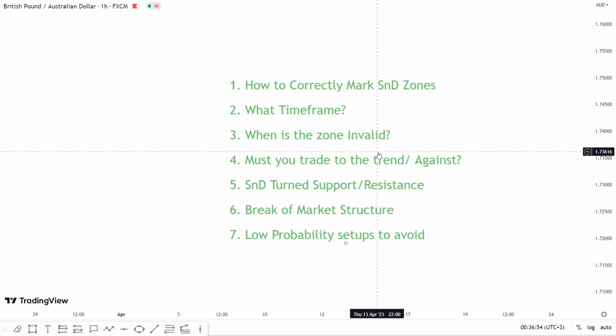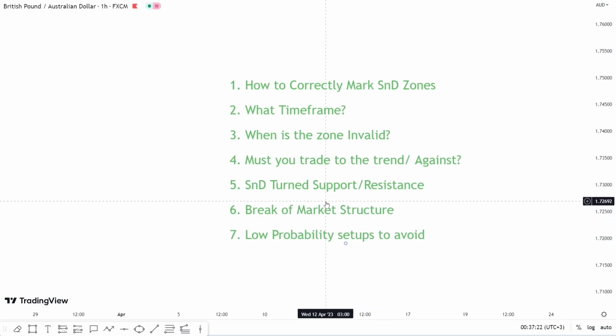Then another thing is, must you trade in the direction of the trend, or can you trade against it? People also ask me this a lot. Then there's also the concept of low probability setups. There are setups using supply and demand that actually have a very low probability of becoming successful. If anything, they are more likely to hit your stop loss or just frustrate you. So I'll also cover that.